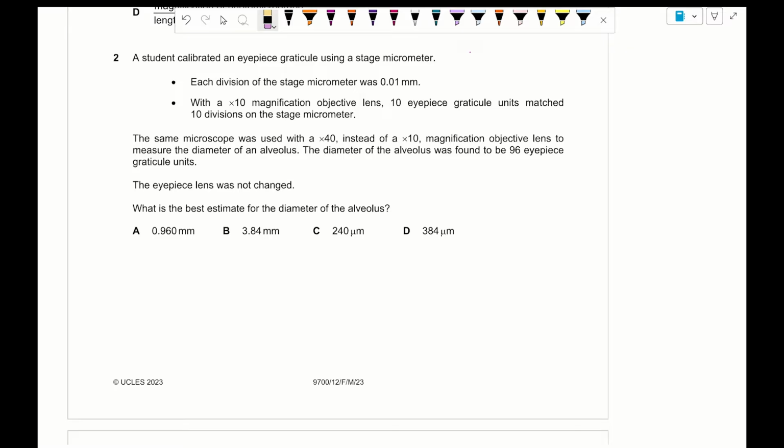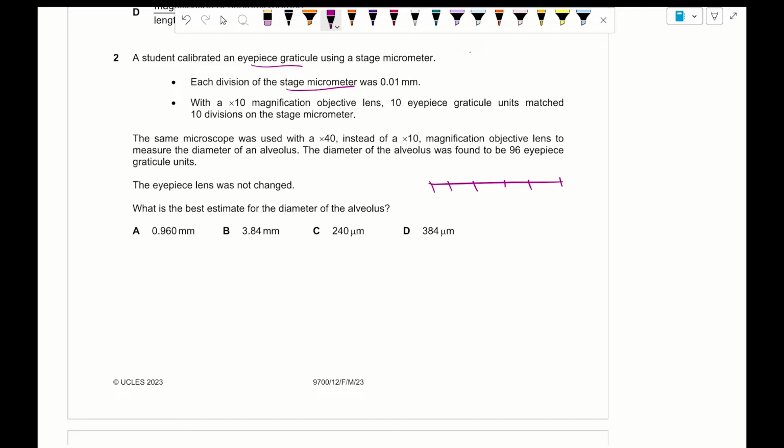Question number 2. A student calibrated an eyepiece graticule using a stage micrometer. What is the best estimate for the diameter of the alveolus? First of all, we must define a few terms. What is an eyepiece graticule and what is a stage micrometer? An eyepiece graticule is a small scale that is placed in a microscope eyepiece. It is a scale with specific divisions and without known dimensions. So it's only a ruler divided into equal lengths.